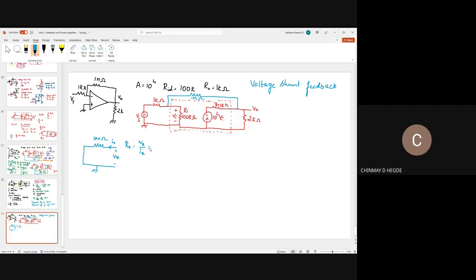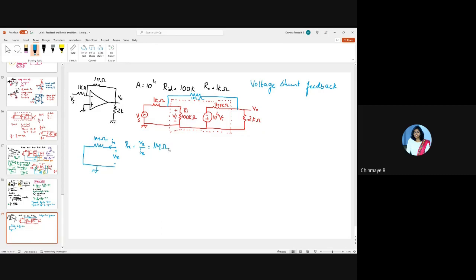1 mega ohm only. Yeah, 1 mega ohm only, right? Is this clear? Vx by Ix is nothing but 1 mega ohm. So whatever current is there, it goes through this 1 mega ohm, right? Are all of you clear with this? So this is the effective resistance seen at the output side.